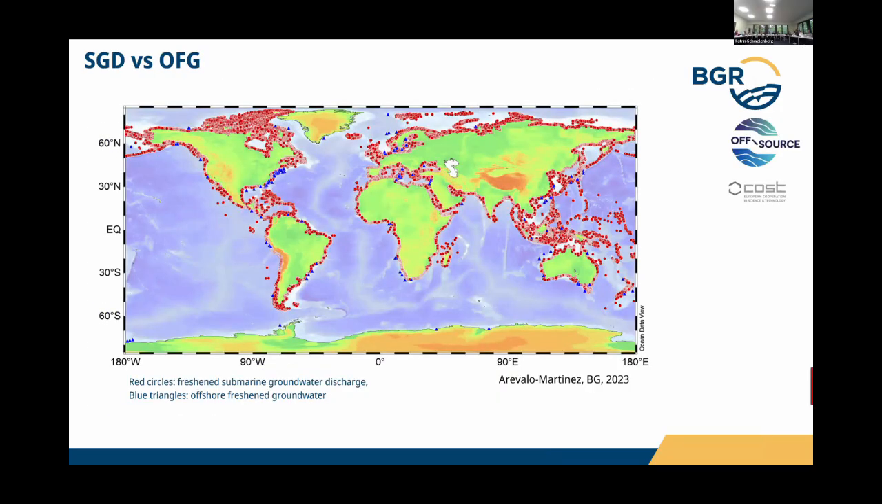This is a figure from the publication of Arevalo and Martinez, where the next slides come from. This puts nicely in perspective where freshened submarine groundwater discharge occurs along coastal lines. Those are the red dots, and the blue triangles are where offshore freshened groundwater has been inferred.